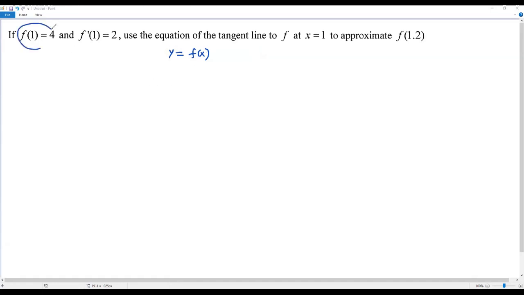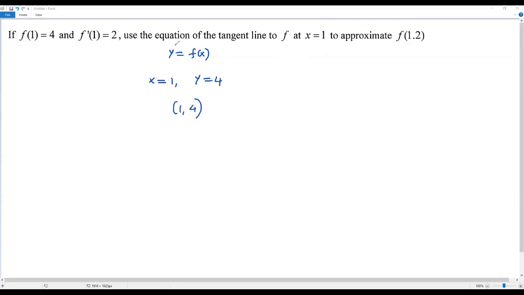Now let me consider the first piece of information, that is f of 1 equals 4. That means when x equals 1, the value of the function is 4. Let me write it over here. When x equals 1, the value of the function f of x equals 4. We discussed that y equals f of x, so we can replace this f of x by y, then we get y equals 4. When x equals 1, y equals 4. So x equals 1 gives the point (1, 4) on the xy plane.